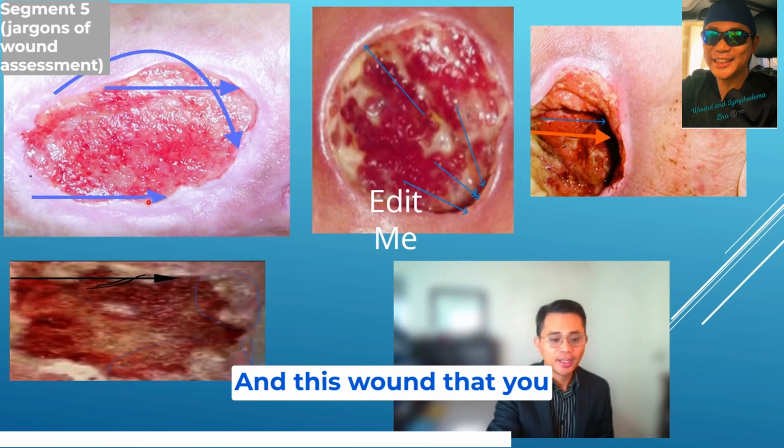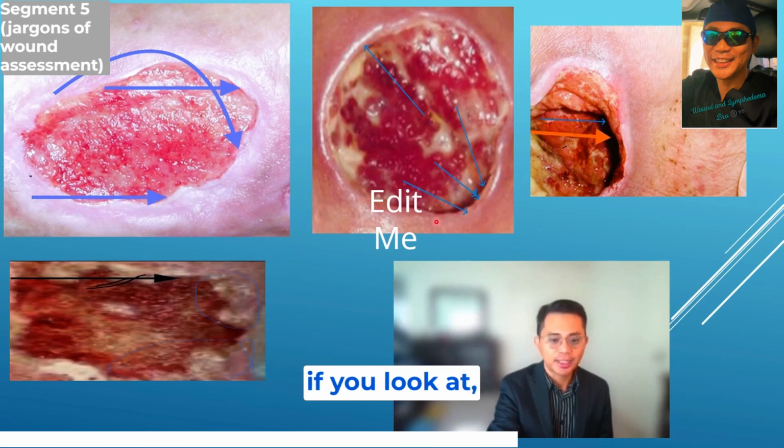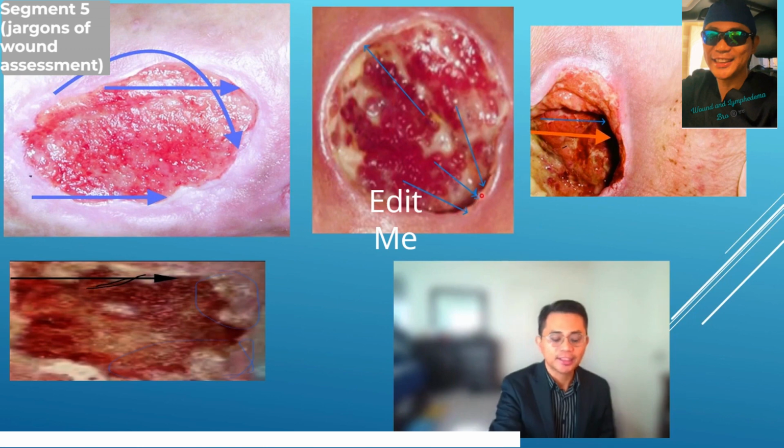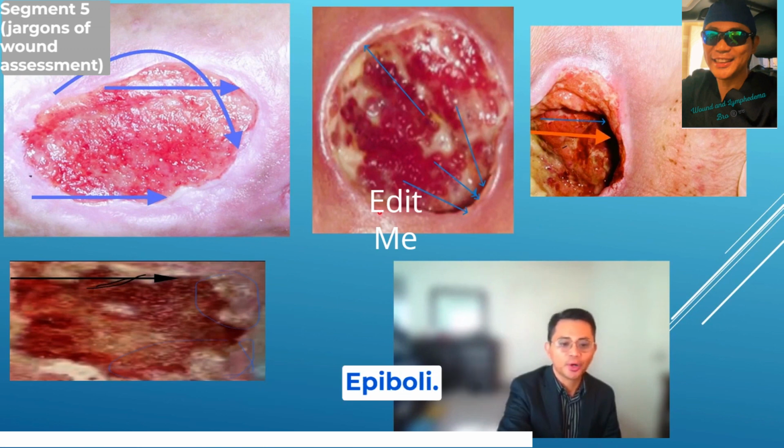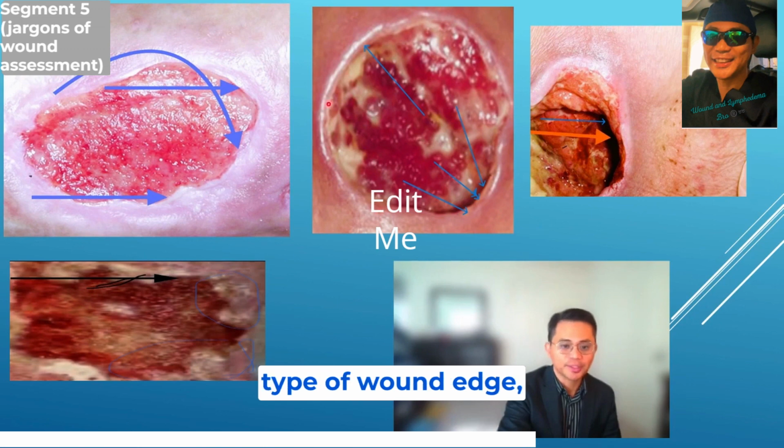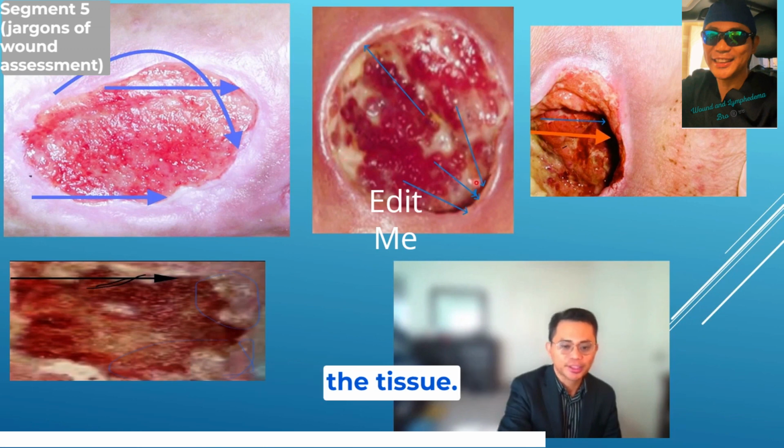And the wound that you see in the second picture, if you look at this edge here, ladies and gentlemen, it's curled in, it's curled inward. This is what we call epiboly. So when you see this type of wound edge, you have to describe this as epiboly. This is the curling in of the tissue. You know why? Because look at the wound bed. It's hypogranular, like what we said earlier.